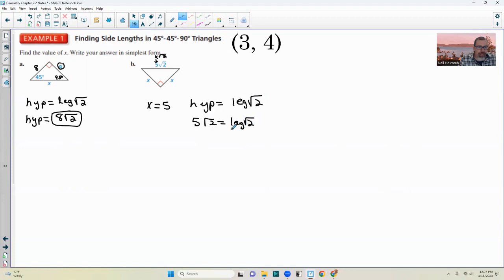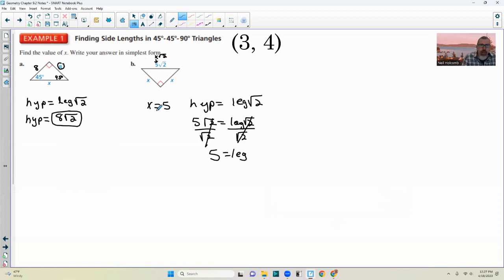And I want to find the leg. I divide both sides by the square root of 2. This cancels. I'm left with a leg equal to 5. Okay. This is much easier. If you just think x square root 2, the x is 5.